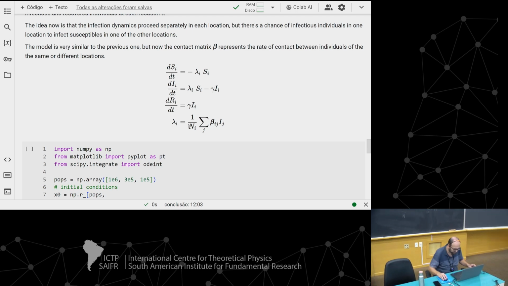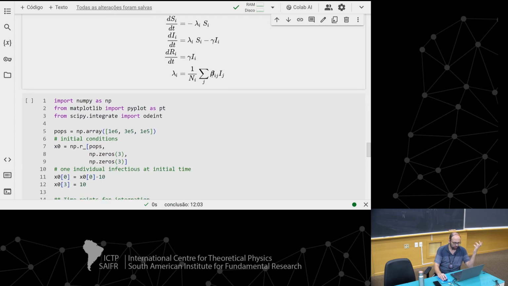This stuff is pretty much the same, and now it is more or less obvious that I have to divide by an I here, because now I'm looking at the SAIFR inside each city I. If I had this beta here being only the diagonal, only beta 11, beta 22, beta 33, the contact inside each city being different from 0, this would reduce to the basic SAIFR model for each city. So you have to divide by the population of each city here.